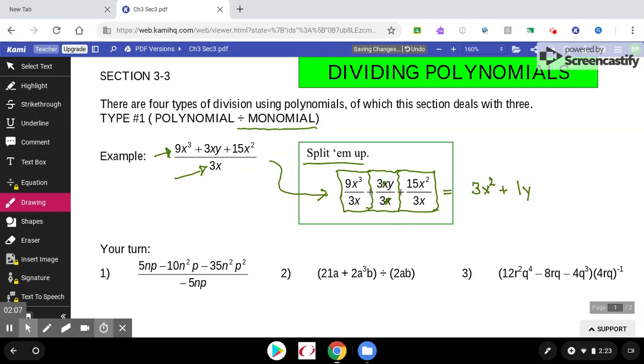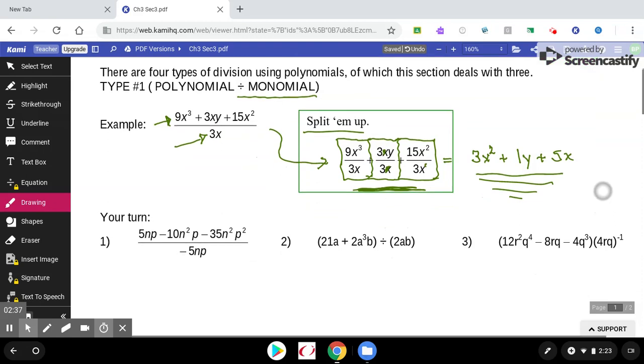Coefficients: 15 divided by 3 is 5. Subtract my exponents. I get a 2 on top and a 1 on the bottom. I subtract them and I get 1. Now we could check to see if we can add these together, but in the original problem we weren't able to add anything on the top, so we won't be able to add any of these at the end. So that's it. We're done. Not particularly tough, but again, I recommend taking the time to do this right here in the middle, in the box, and split them up into three different problems.